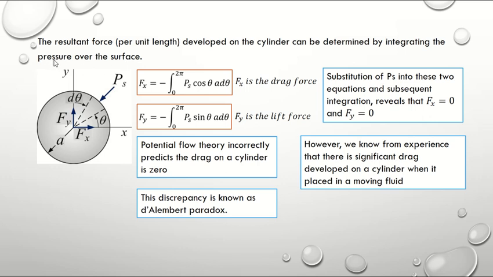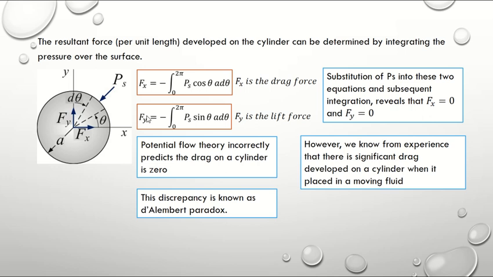Okay, so the pressure is from the Bernoulli equation, and then Fx is the force in the x direction, which is parallel to the uniform velocity. This force is known as the drag force. In order to get this force, it is the integration from 0 to 2 pi along the surface of ps cos theta, a is the radius, d theta. Okay, so ps, as I mentioned before, can be obtained from the previous slide, where it is obtained from the Bernoulli equation.